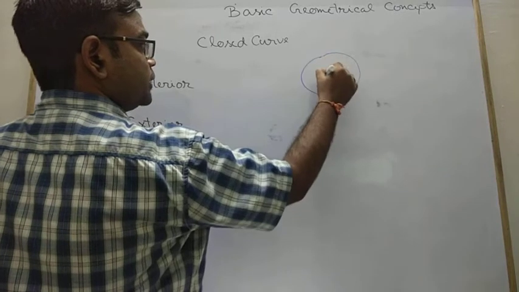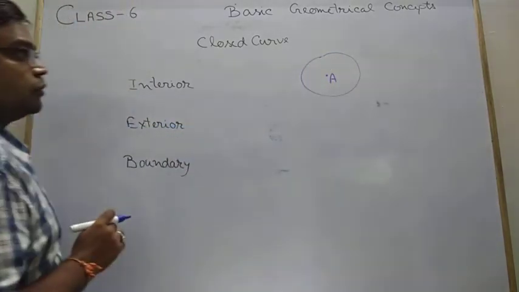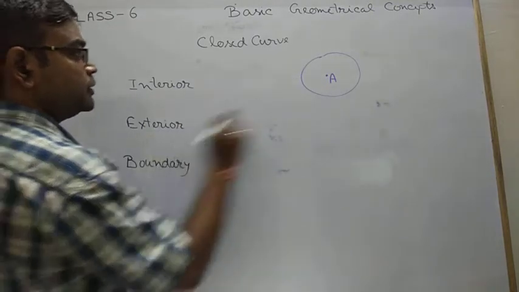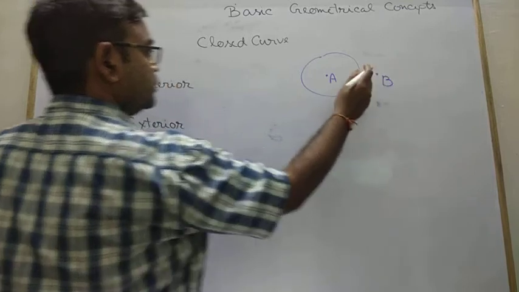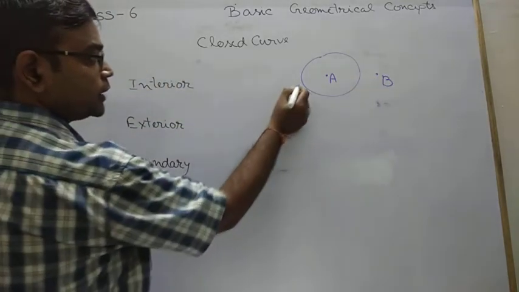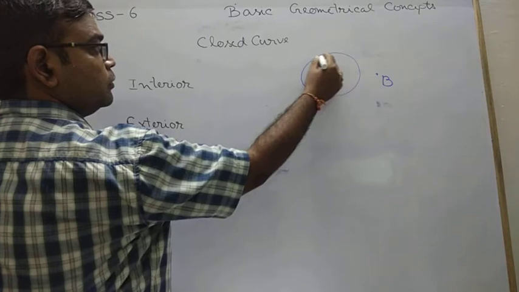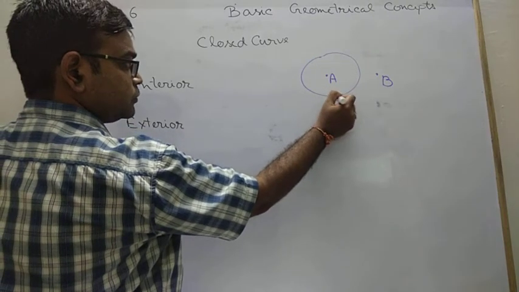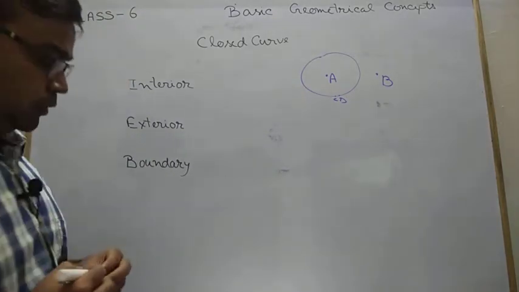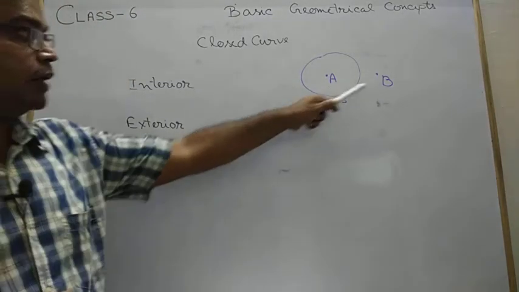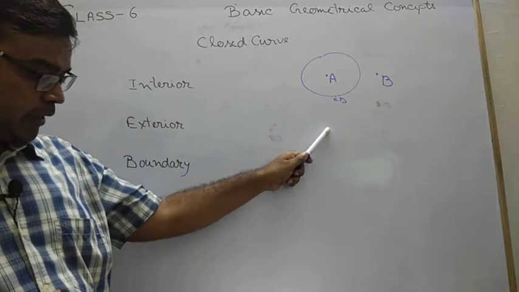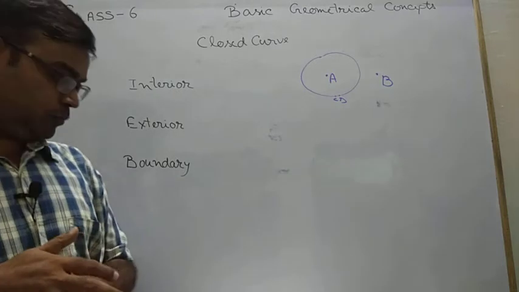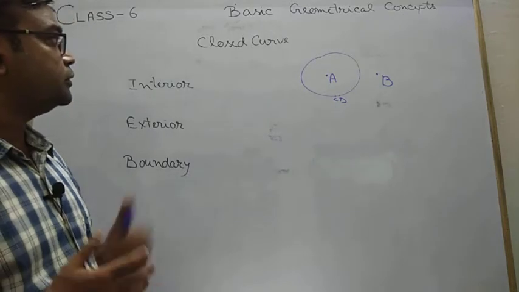Point A, that is inside the closed curve, is known as your interior point. Exterior means suppose we have point B outside the curve, so exterior. The collection of the points on the curve are known as your boundary points of the closed curve. So interior of a curve, exterior of a curve, and this one is the boundary of the curve. So hope this concept is clear.